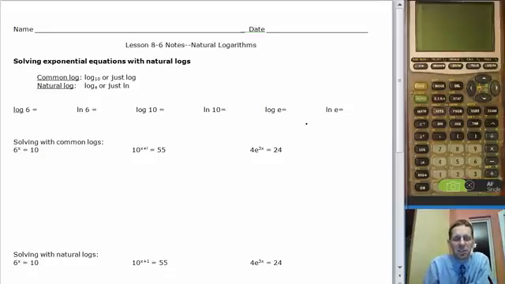These are the lesson 8.6 notes on natural logarithms. Today we're going to solve some exponential equations with natural logs. We're going to solve some natural log equations. We're going to write some natural log expressions.